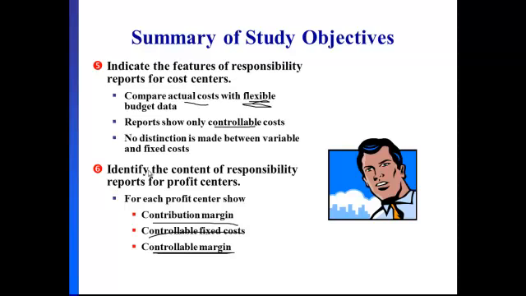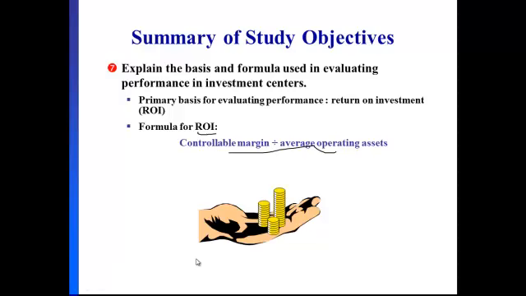Now keep in mind, we're comparing actual costs in these reports to the flexible budget data, and we're dealing only with controllable costs. And when we talk about investment or profit centers, we talk about a new thing here. The profit center is a contribution margin, sales minus variable costs, but also minus controllable fixed costs, which gives me what we call controllable margin. All right. Now the ROI, return on investment: return means profit as a percentage, so profit over investment. And the profit we're going to use is not the same profit as we talked about on the income statement. The profit is the controllable margin divided by the average operating assets.